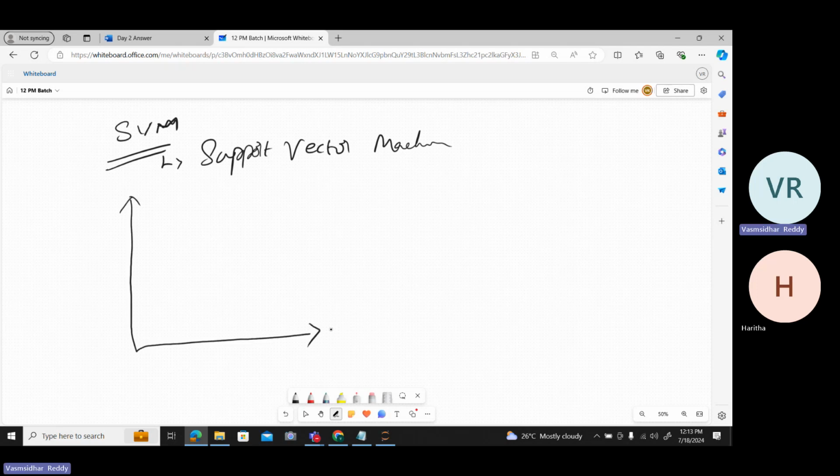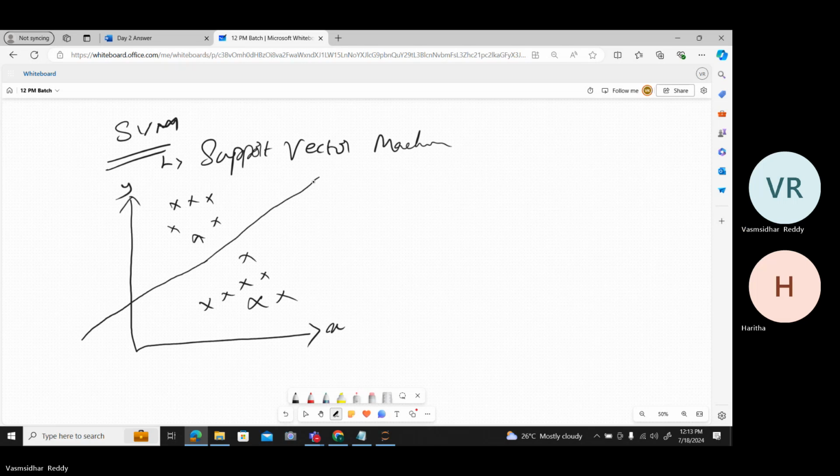It has an x-axis and y-axis. Let me take an x-axis and y-axis, and this is my data points present on the axes. First, we need to identify the hyperplane. This is a hyperplane, simply in the form of y equals mx plus c. We can also call it a marginal plane.